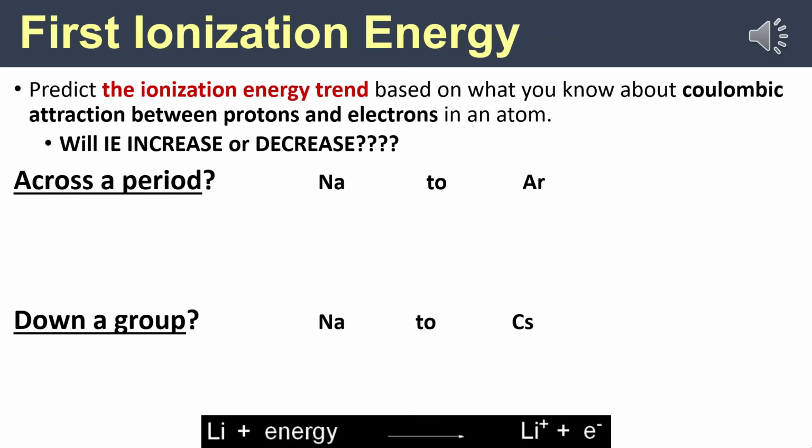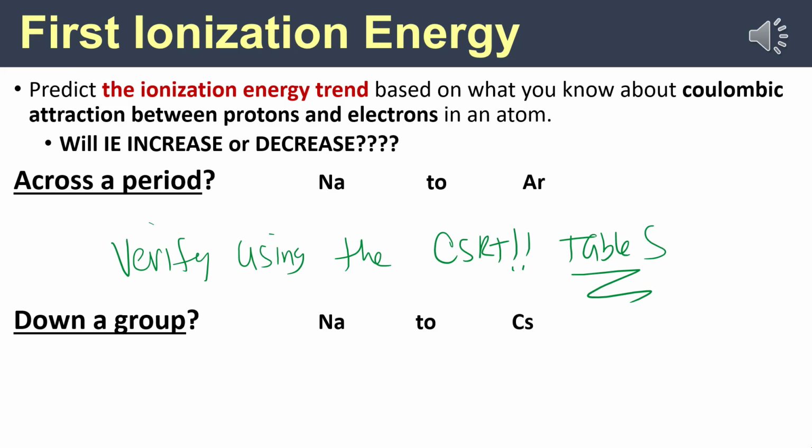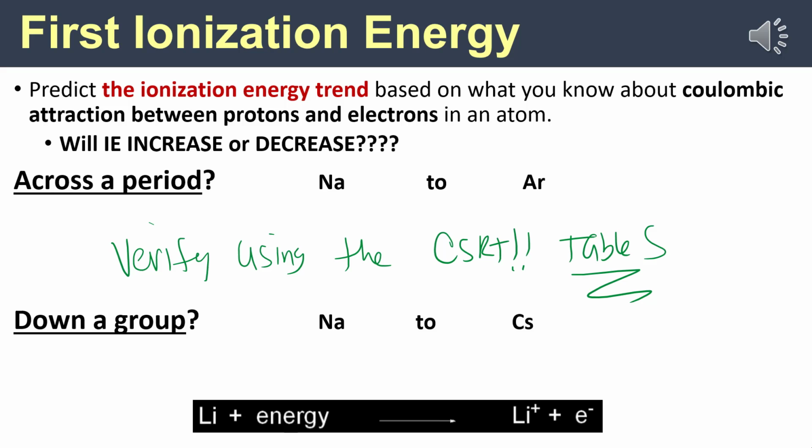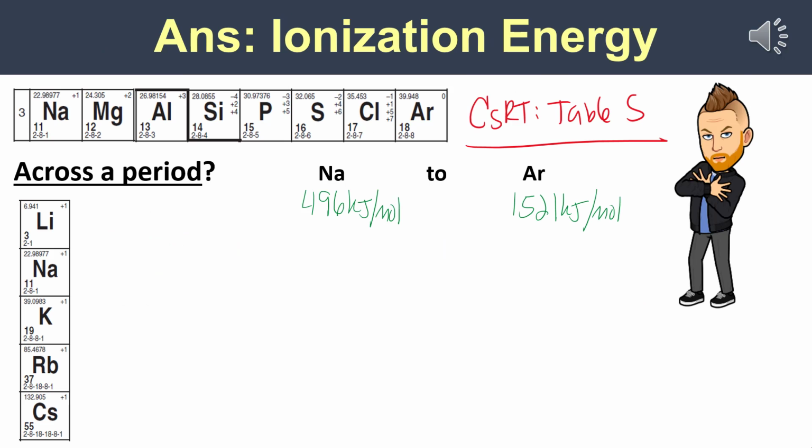All right, so the only way to truly know how this is going to trend is to take a look at your CSERT, Table S. So if we dive into the CSERT and we go look for our values, ionization energy is the first numbers we come to as we are going left to right after the name. It looks like to me that across a period, we are going to have 496 kilojoules per mole for sodium and 1521 kilojoules per mole for argon, which means across a period, ionization energy is going to increase.